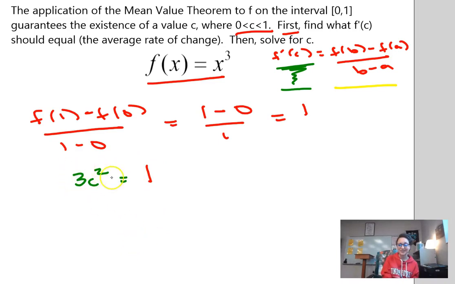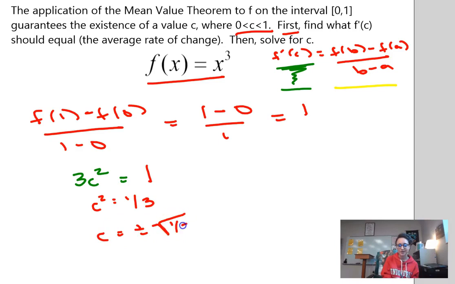Okay, so again, the left side gives me my instantaneous rate of change, f prime. My right side gives me my average rate of change, that change in y over change in x, f of b minus f of a over b minus a. Okay, now we just solve for c. So let's divide both sides by 3. Take the square root.